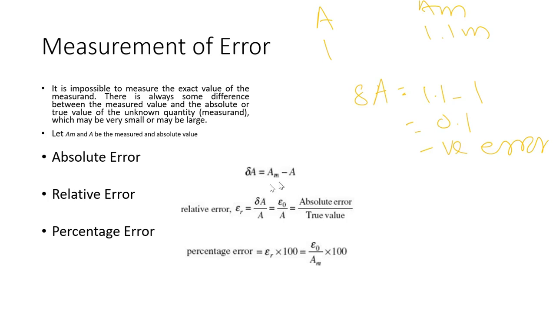Relative error is dividing the same absolute error by the true value. So absolute divided by true would give us the relative error. And if you want to calculate the percentage of this error, then we will multiply this value by 100. So this will give us the percentage of this value. Okay, so this is the percentage error. Percentage error is always relative. So this is relative percentage error.